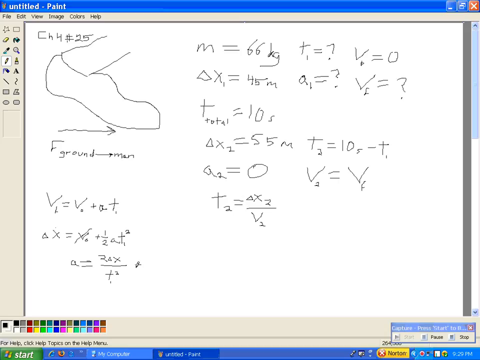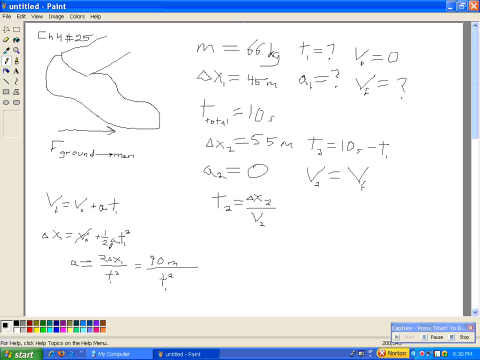We could plug some numbers in. We know delta x for the first part of the trial is 45 meters. 45 times 2 is 90. Normally it's good practice to just keep everything in letter form. So 90 meters over t squared. But this has a lot of parts, so I'm going to simplify it by putting the actual numbers in before.